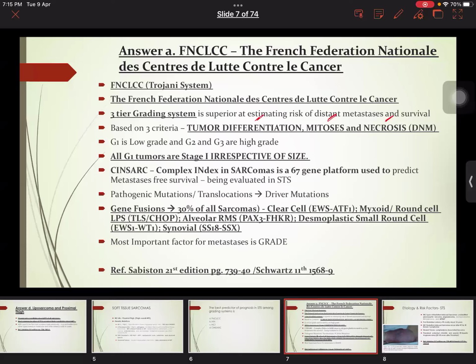Now, grade 1 only is low grade. Just like your CA cervix, grade 1 will be considered low grade. All the others are going to be high grade. Now, when we talk about tumor differentiation, mitosis, and necrosis, what do we actually mean?